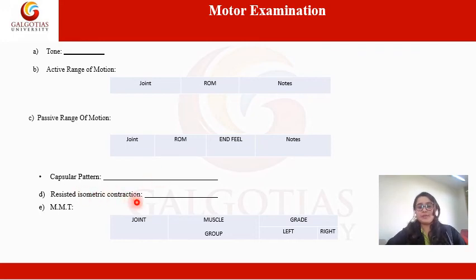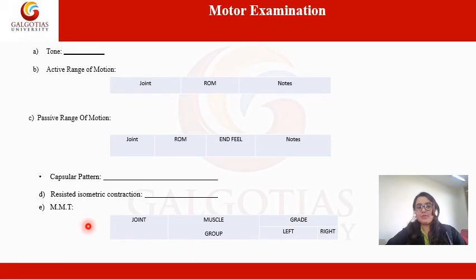Then resisted isometric contractions. I have discussed this part with you in the previous semester, that this has 4 grades: grade 1, 2, 3, 4. Grade 1, painless and strong, is normal. Strong and painful means some muscular issue. Weak and painful means some kind of fracture or bony issue. Weak and painless means some nerve has completely detached itself from the muscle.